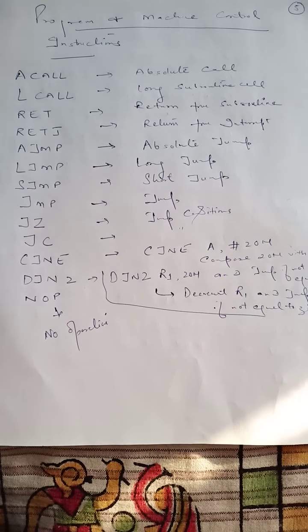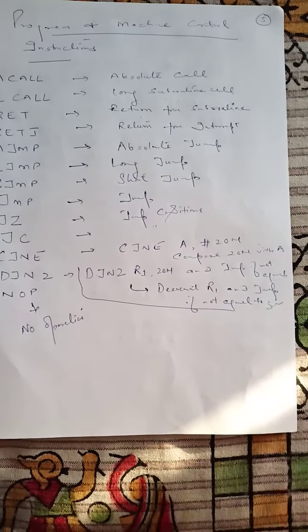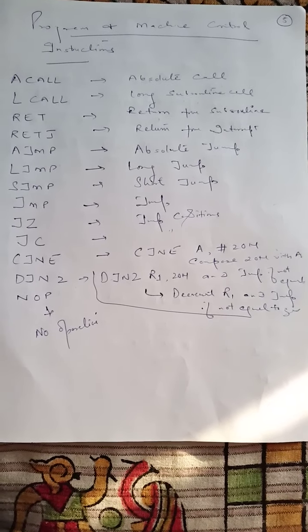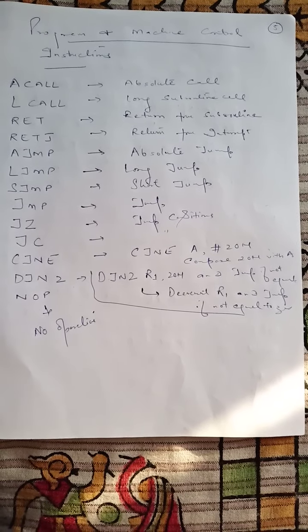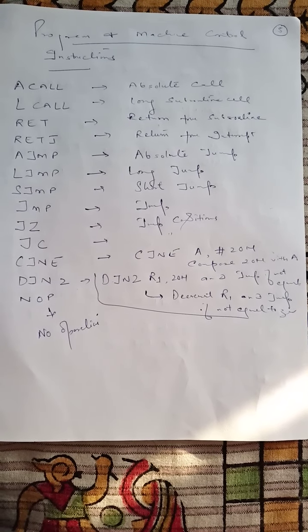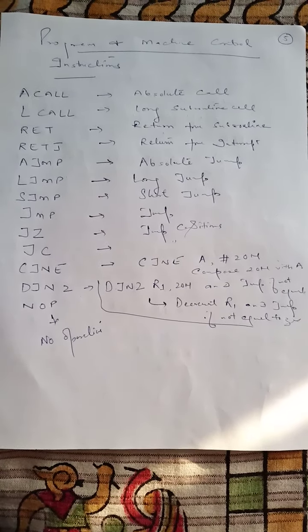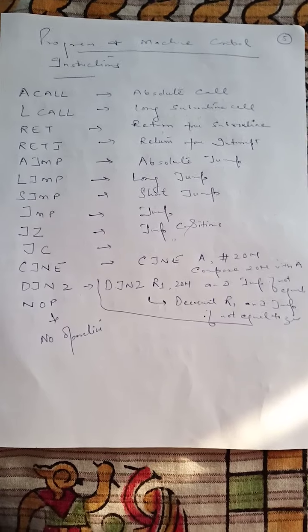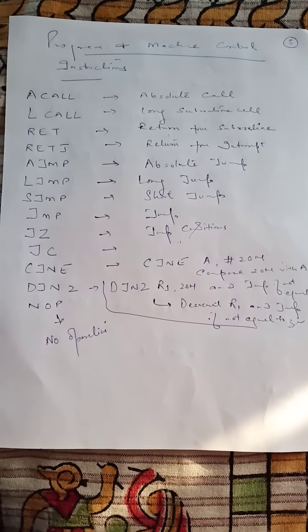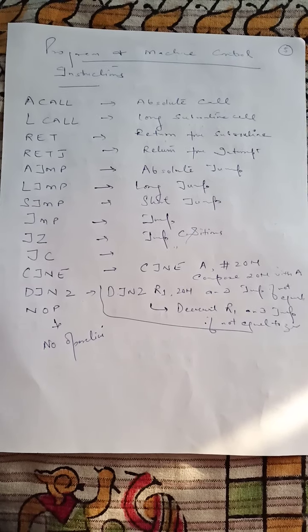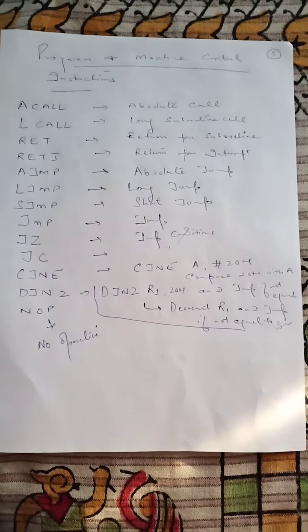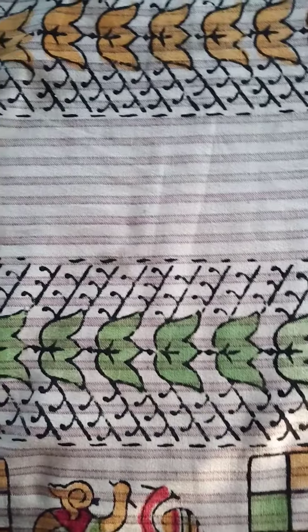Similarly, there is another command, that is CJNE, that is compare. For example, I am taking CJNE A, #20H. Here 20H is the data. Here the contents of A and 20H are being scrutinized and tested. And if after comparison the value of A is not equal to 20H, then jump to some specific location. Similarly, we can use DJNZ R1, address. Again, decrement the value of R1 and jump if not equal to 0 to a specific address. NOP stands for no operation.